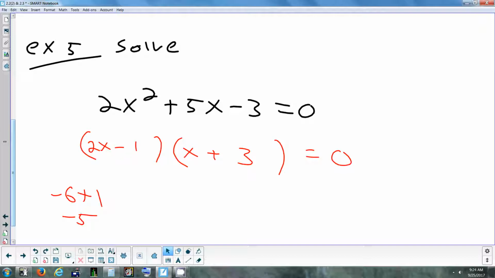Now I get 2 times 3 is 6. Negative 1 times x is negative 1x. And now I get 5x.